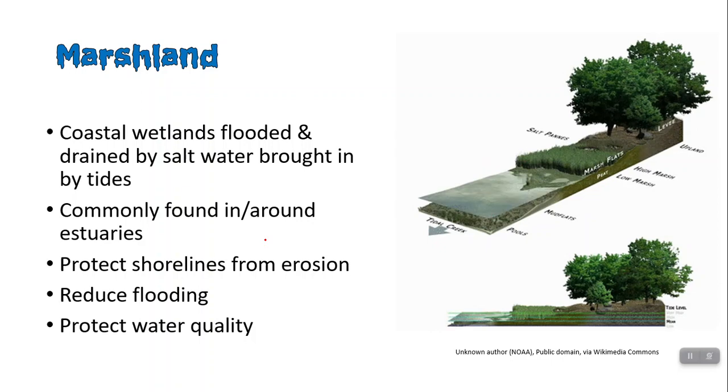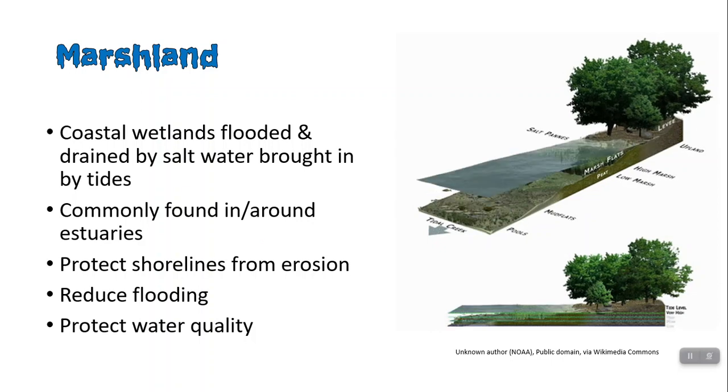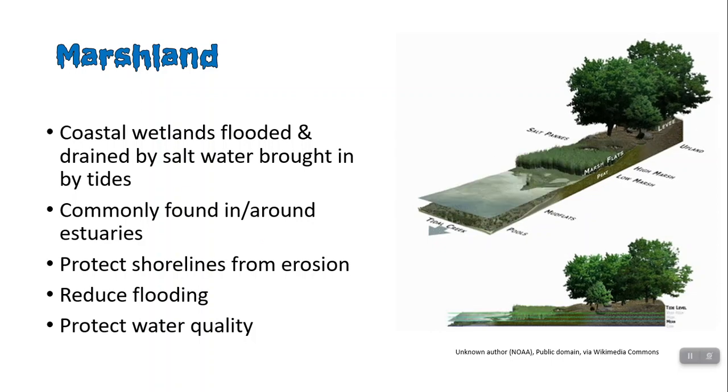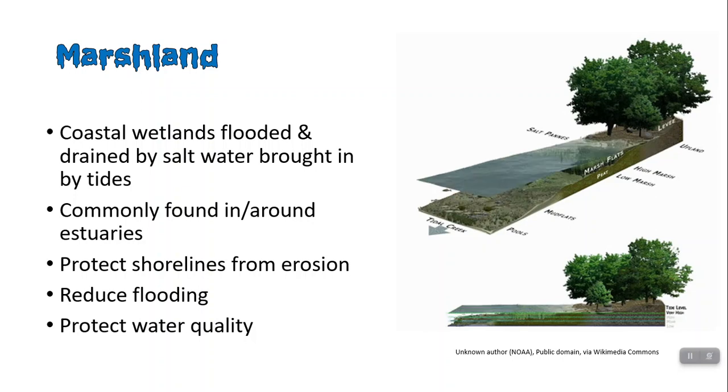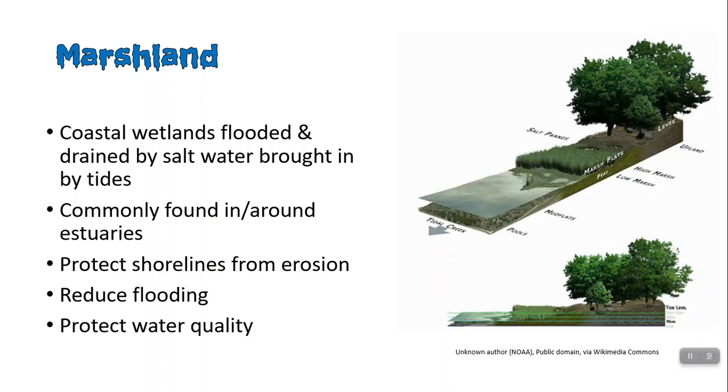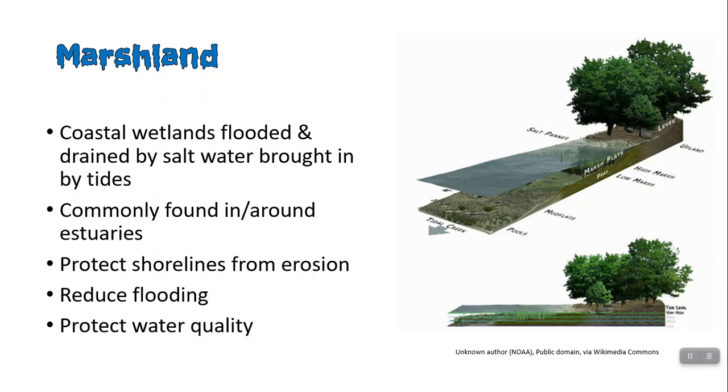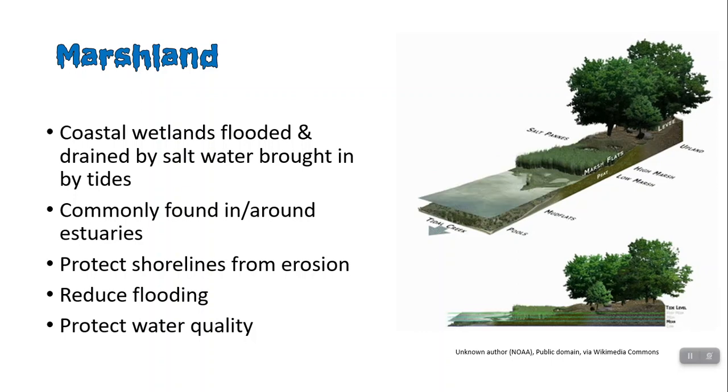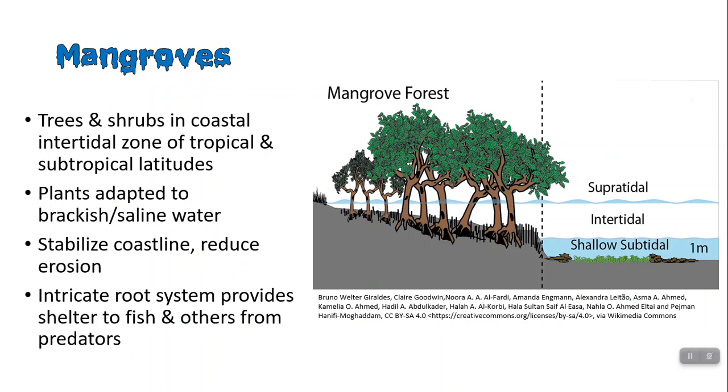They're found a lot of times in and around estuaries, which we'll talk about in a moment. And they're really important. They do a few things that are very important. They protect shorelines from erosion, so they keep the ocean from eating away the land. They'll reduce flooding, and they protect water quality. And we'll get into more details about that later on.